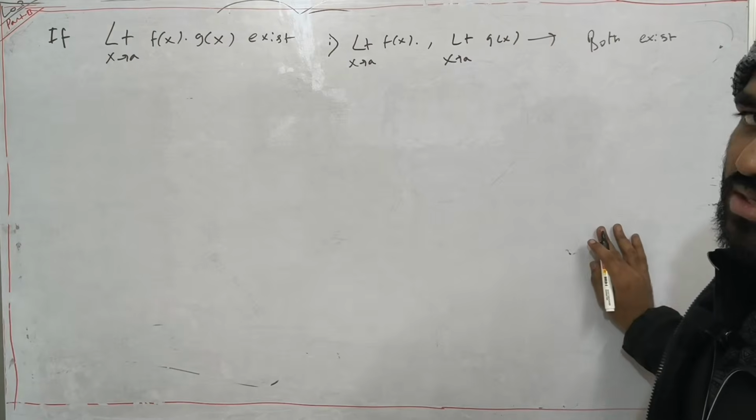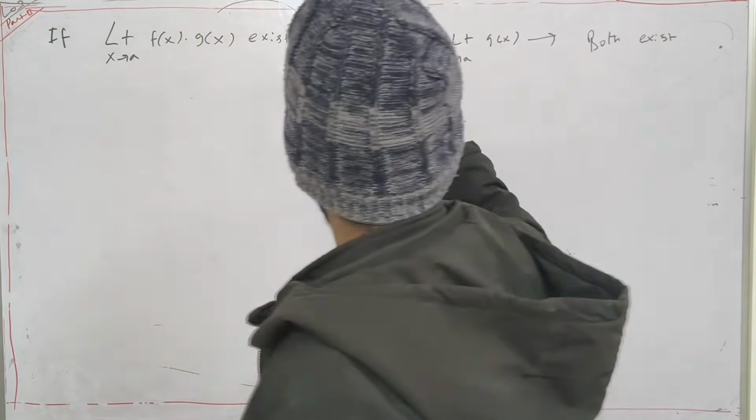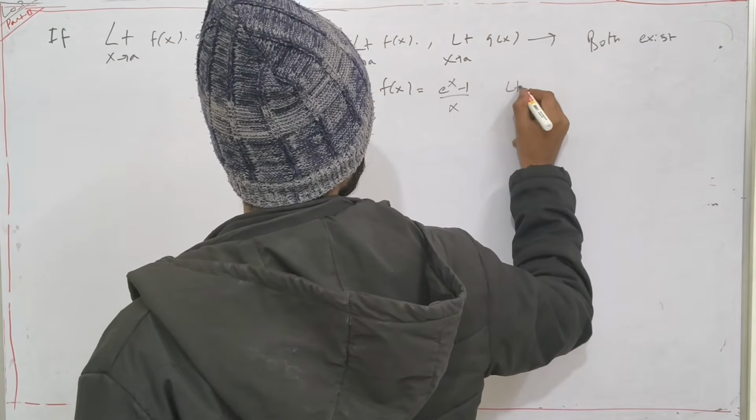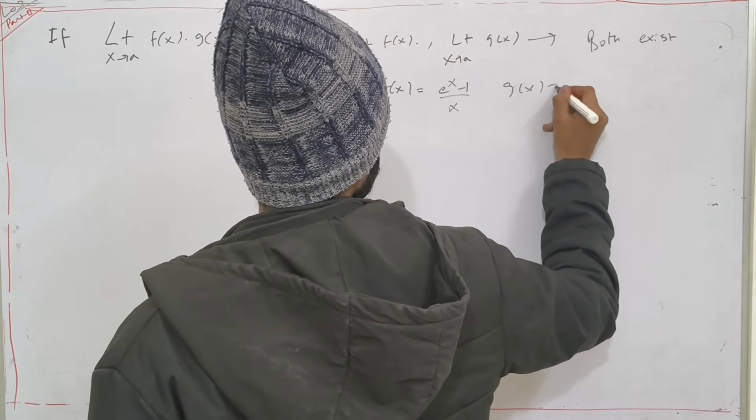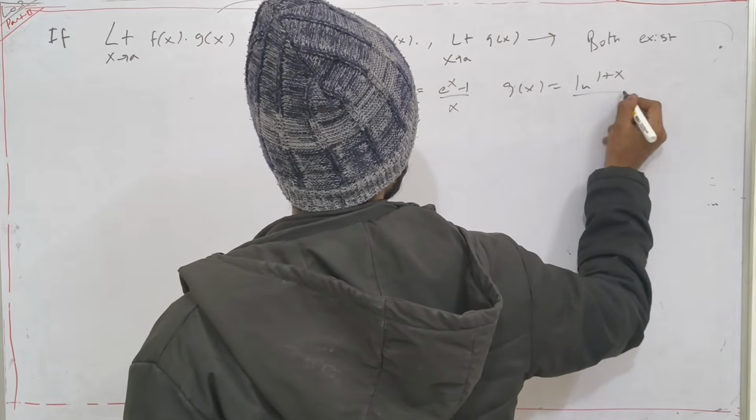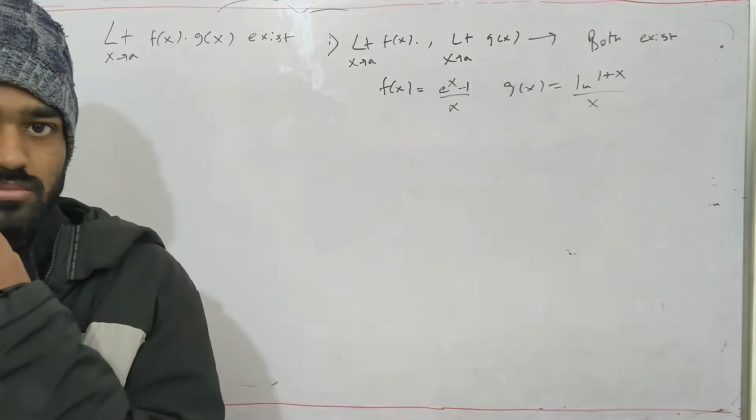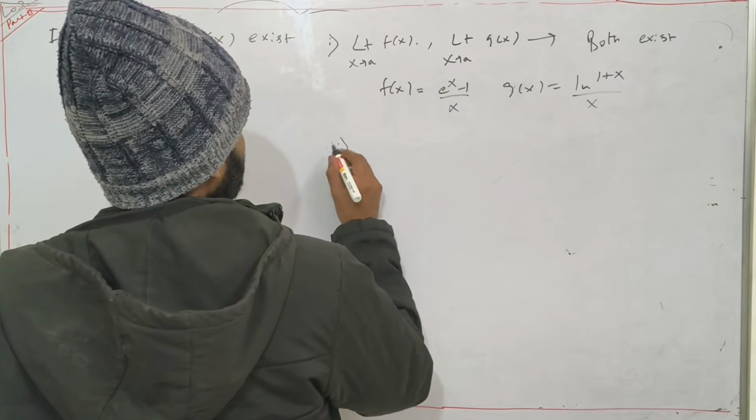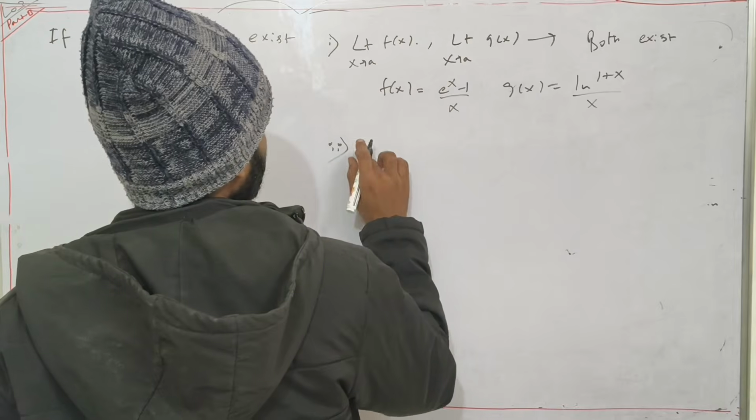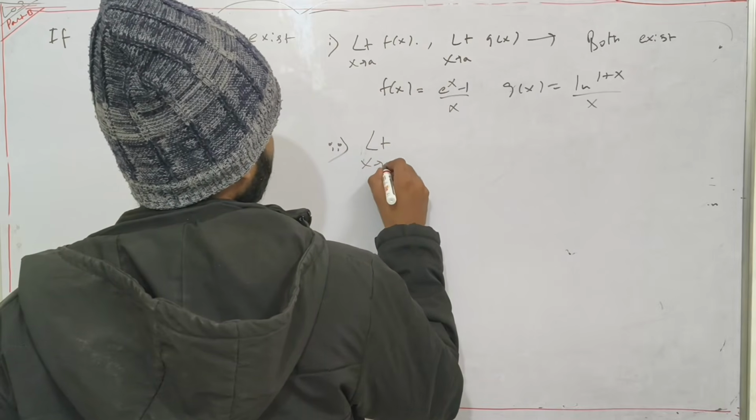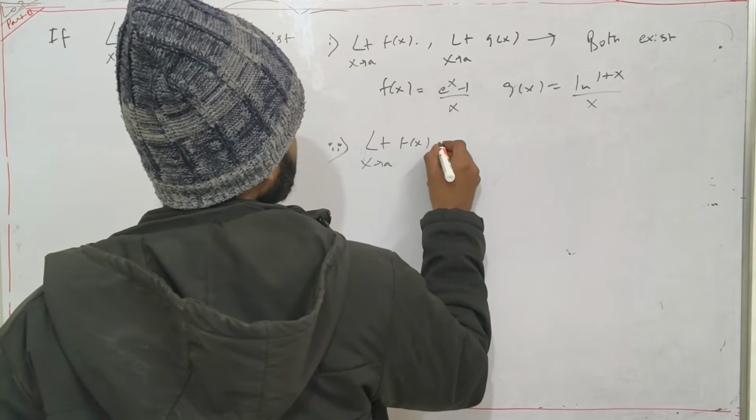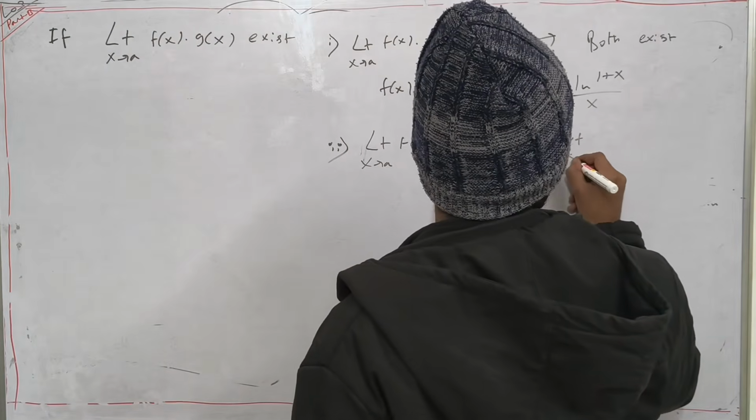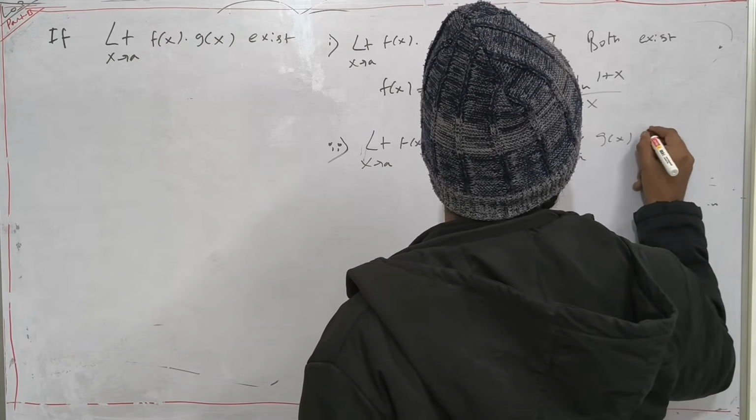The example we gave is f of x equals e power x minus 1 by x, and g of x equals, as we already gave, ln of 1 plus x by x. Okay, good. Similarly, one exists: limit x tends to a f of x exists, but limit x tends to a g of x doesn't exist.